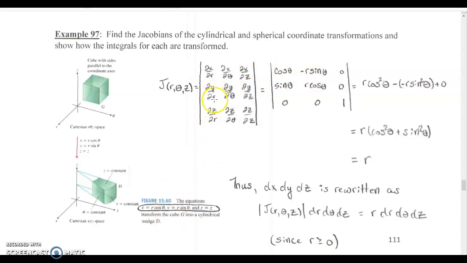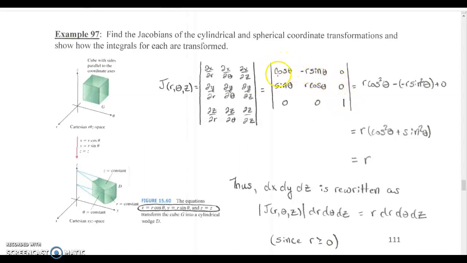Partial of y with respect to r is sine theta. Partial of y with respect to theta is r cosine theta. And there is no z in there, so the partial of y with respect to z is also 0. Then the partial of z with respect to r is 0, partial of z with respect to theta is 0, and the partial of z with respect to z is 1. So it turns into a pretty simple evaluation.